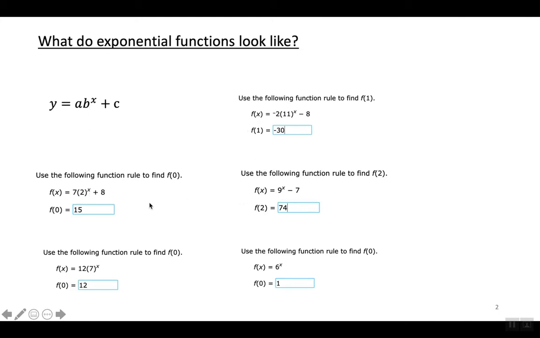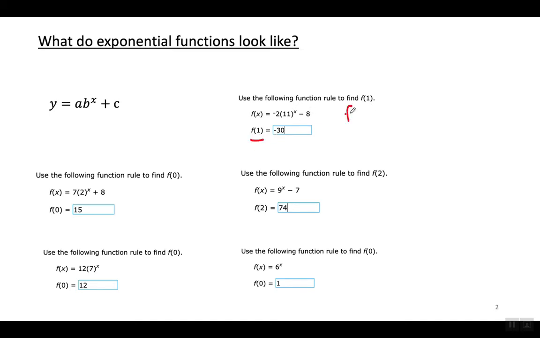Here I have several examples of different exponential functions, and on the bottom it's asking you to input a value into the function and get the answer. So let's look at this example first of all. On the top they give us the function f of x equals negative 2 times 11 to the x power minus 8, and you have to find f of 1.